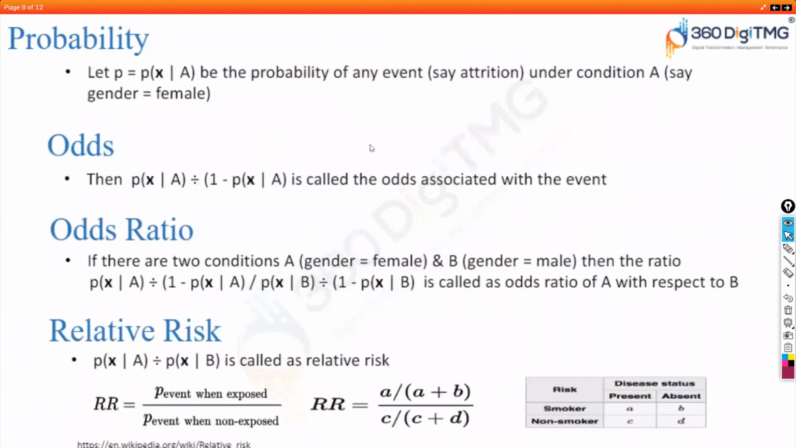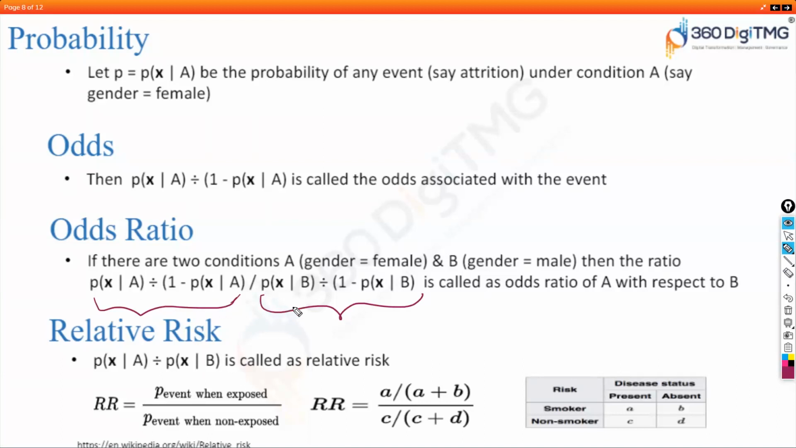All right. So you know about the probability of an event occurring. You know about the odds. And this is also called the odds ratio, probability of an event occurring by probability of an event not occurring. And if you have, say, two conditions, like male and female, then the ratio is the odds ratio of A with respect to the odds ratio of B.